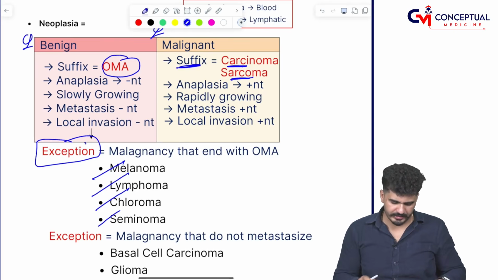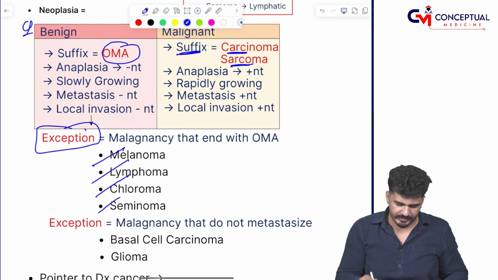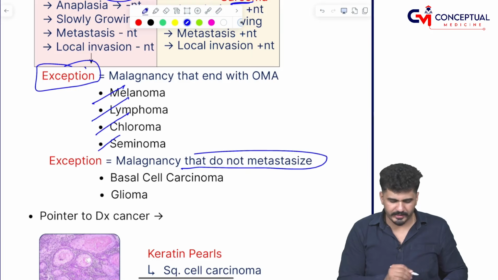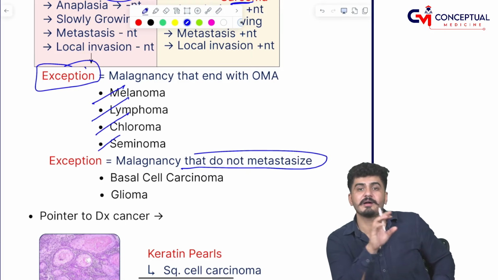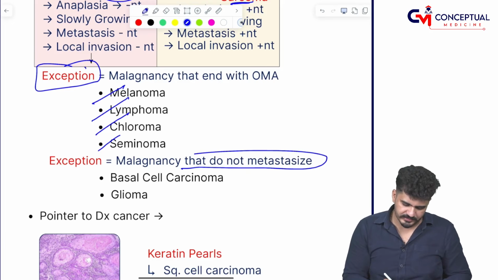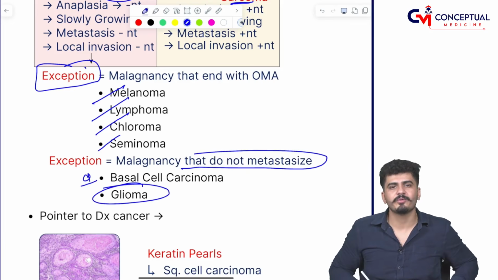Okay. Now coming to the next part, exceptions in the malignancy. Malignancy that do not metastasize. ऐसी कौन सी malignancy है साहब जो metastasize नहीं करती है? So your first answer is basal cell carcinoma and glioma.